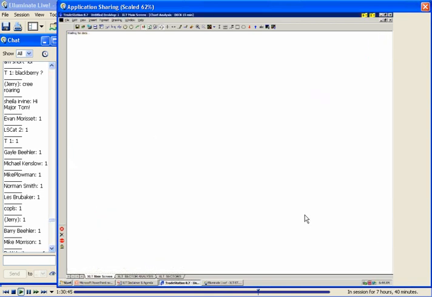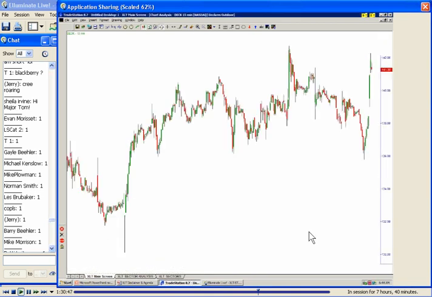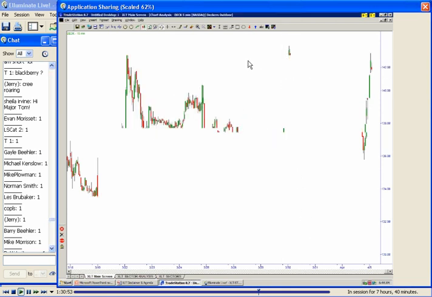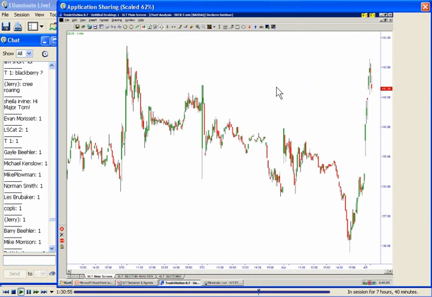Let's see, deck. Yeah, I know we were looking at that earlier. Yep, that's dropped down as well, came into our supply zone. That one came down nicely. Let's go to the 5 minute on that one. Yep, there it is right there.